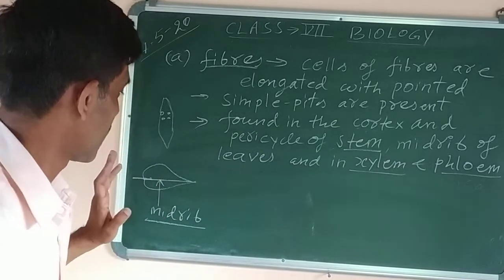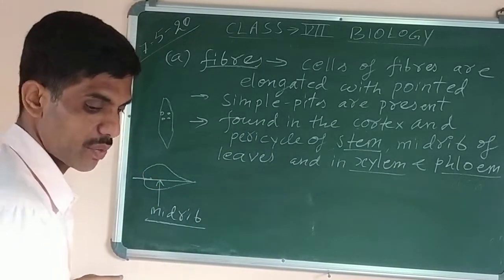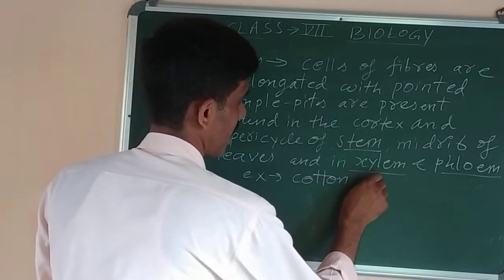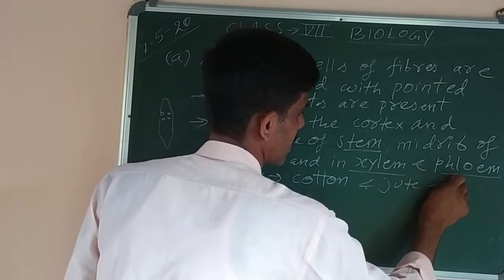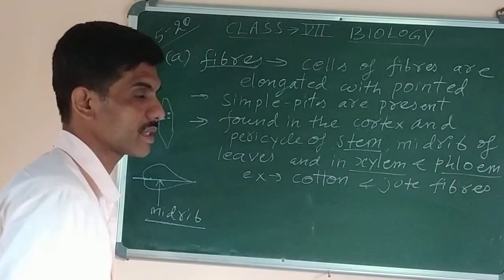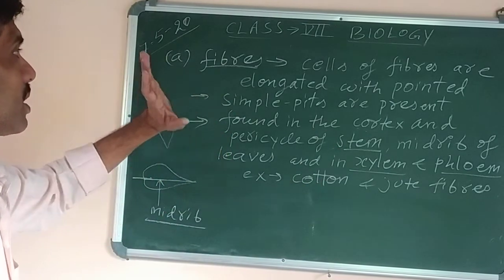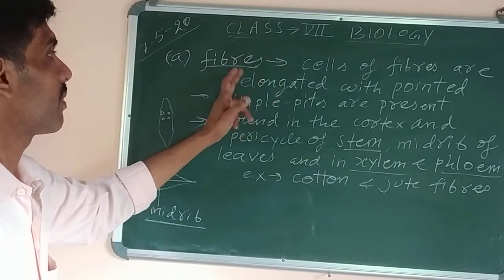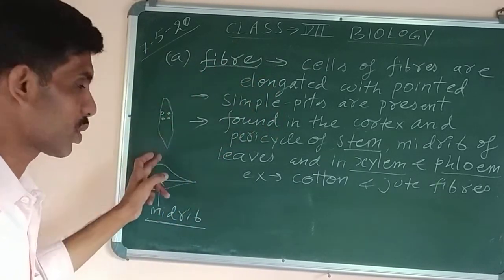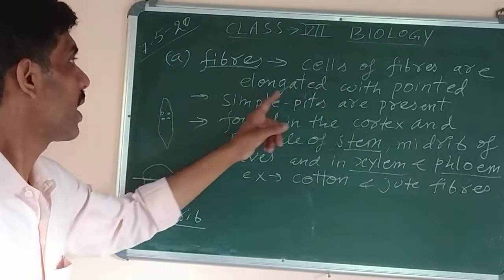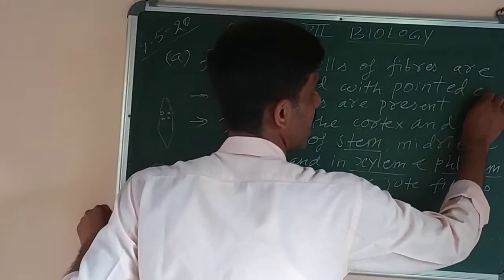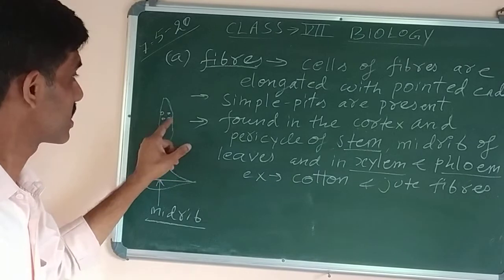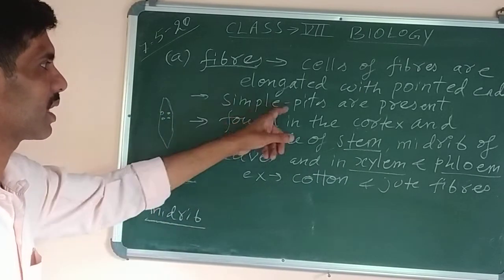So both of them are together known as conducting tissue. Okay, now next one. About the second one, that is, example we have not done. Cotton and jute fibers. If it is asked what are the examples of fibers, the example is cotton and jute fibers. So what is fiber? It is the name given to the cells of sclerenchyma tissue. Cells of fibers are elongated, means lengthwise, long, with pointed ends. They have simple pits in their cell walls. Simple pits means tiny pores present in their cell wall.